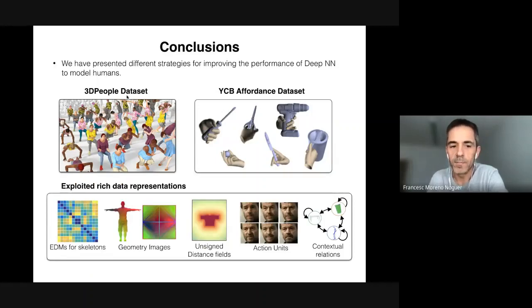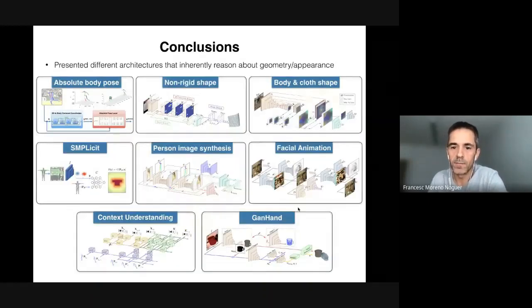Then, importantly, before solving the problem, you have to think a little bit about how you will represent the data. The representation is just paramount. Here we have seen different kinds of representations: Euclidean distance matrices, geometry images, unsigned distance fields, action units, or contextual relations with graph convolutional networks. And with this, I've presented different networks for solving the different problems.